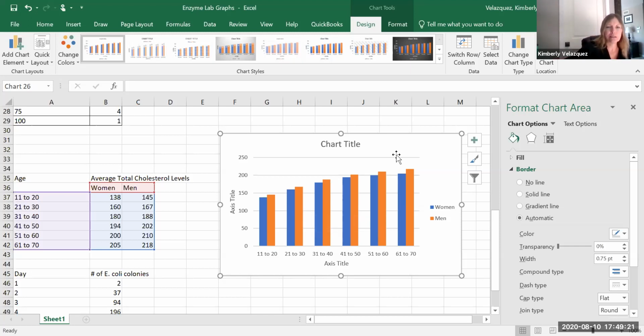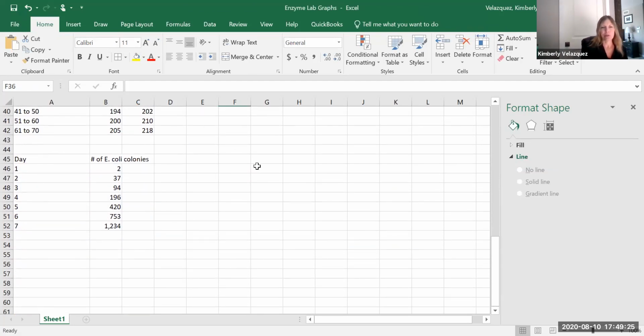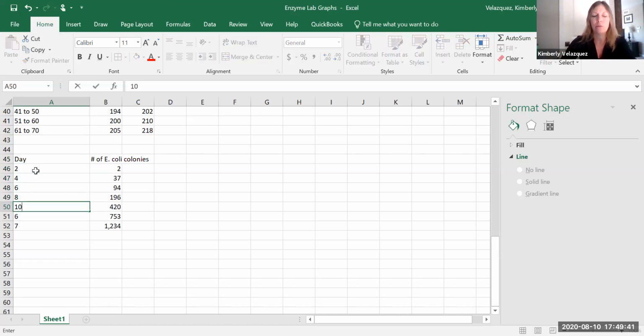Okay, now last would be our line graph. And again, that would be looking at change over time. So this is looking at the growth of E. coli bacteria by day. And I'm actually going to change this to different numbers just because I want to show you something that I can't really effectively show.